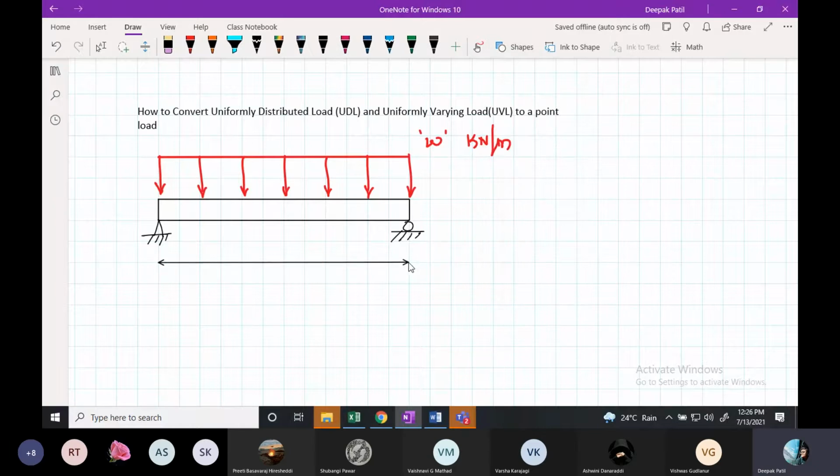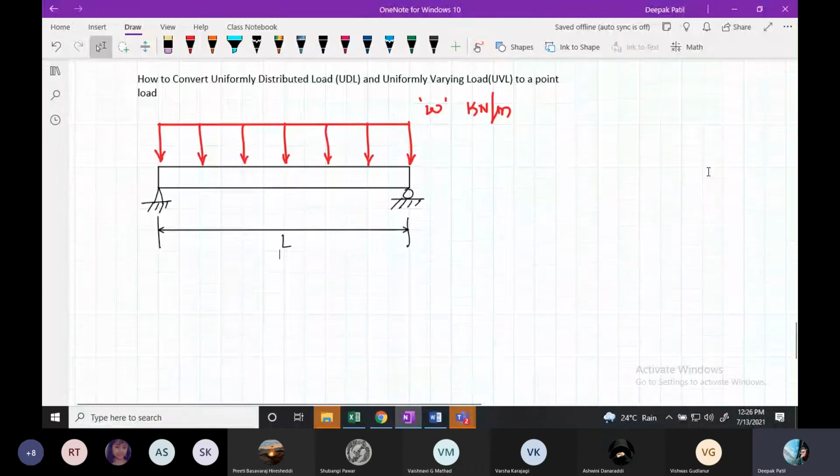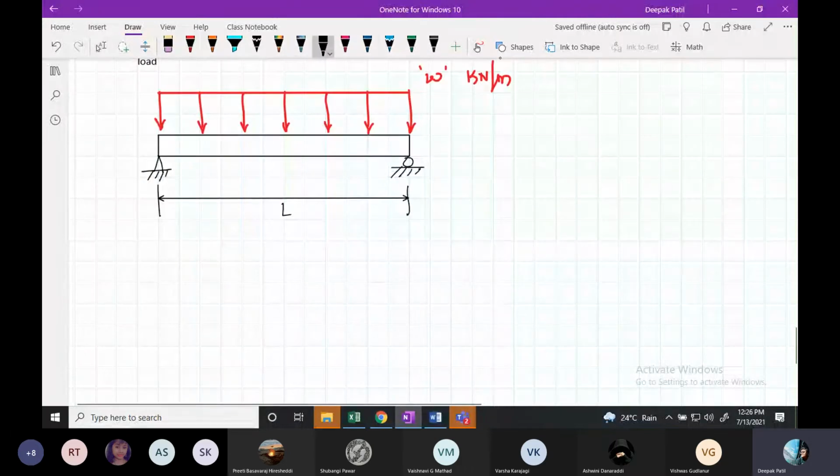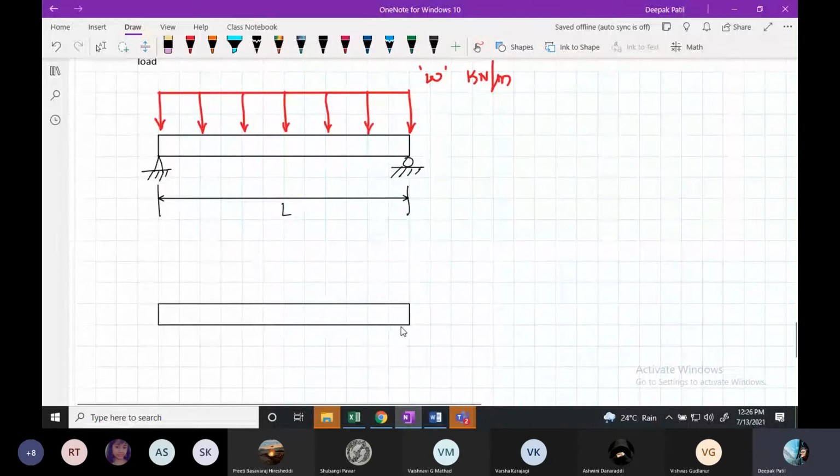And the span of the beam, I told you span means from this end to this end, let the span of the beam be L. Now I need to convert this uniformly distributed load to an equivalent point load. How to do that?